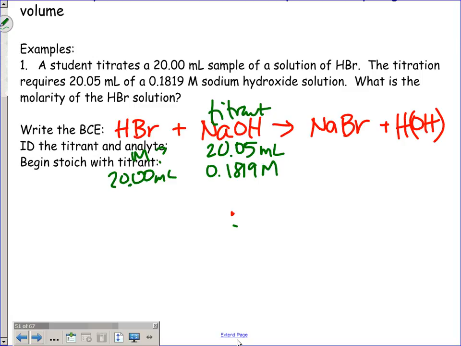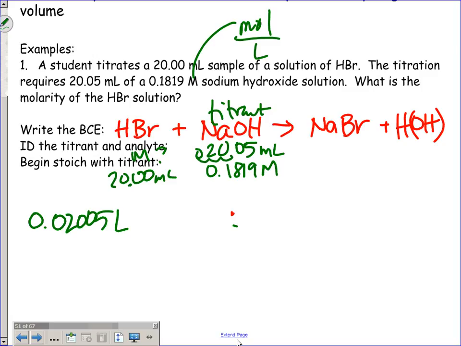However, what's molarity one more time? Moles per liters, right? Molarity is moles per liter. So you'll notice I'm in milliliters. I can't use milliliters. What do I have to do with that first? How do I convert that to liters? Do I need to do the whole times 1,000 thing, or can I just move the decimal back 3 places? Is that fine? Okay, so 1, 2, 3, so that's 0.02005 liters of solution for the sodium hydroxide.